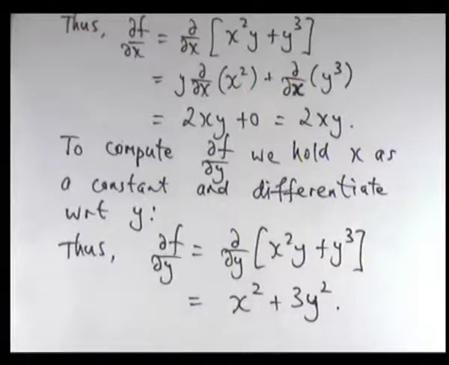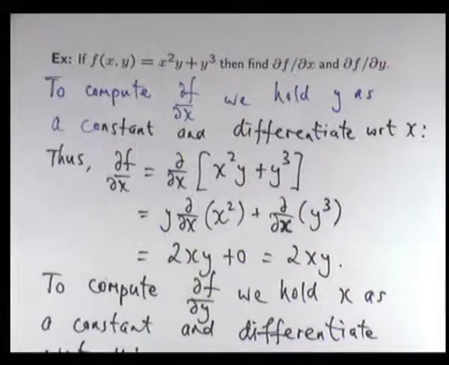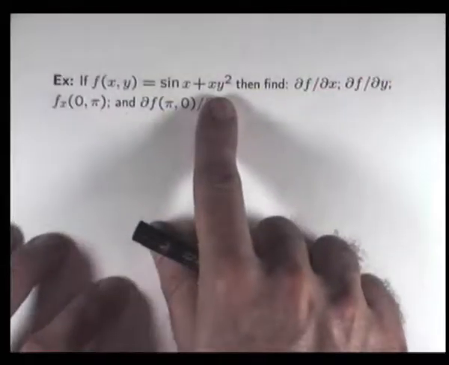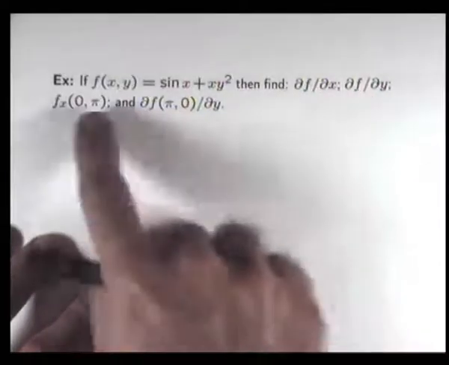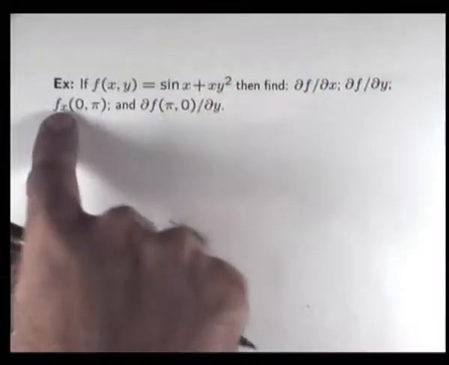Okay, so there are our two partial derivatives. In each case, we held one of the variables fixed and differentiated normally with respect to the other variable. Okay. If this is our function of two variables, then calculate these two partial derivatives and these partial derivatives at the particular point. Now you can see here I've used the subscript notation over here, and I've used the curly D notation over there. You need to be comfortable with both of them. All right?